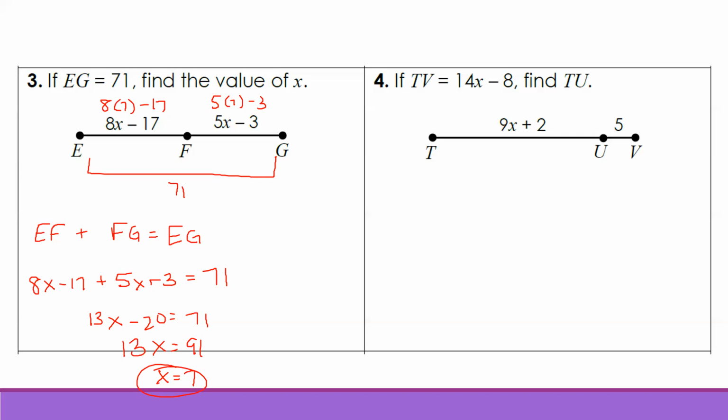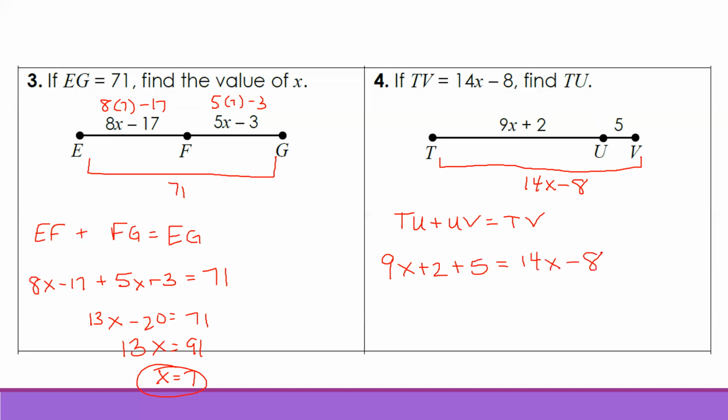In number 4, it says if TV equals 14x minus 8. Here it is. TV is 14x minus 8. Go ahead and set this one up. How would you set this up? Segment addition tells us that TU plus UV equals TV. So when you set this up, you should have 9x plus 2 plus 5 equals 14x minus 8. Now combine your like terms and solve for x. Do that now.